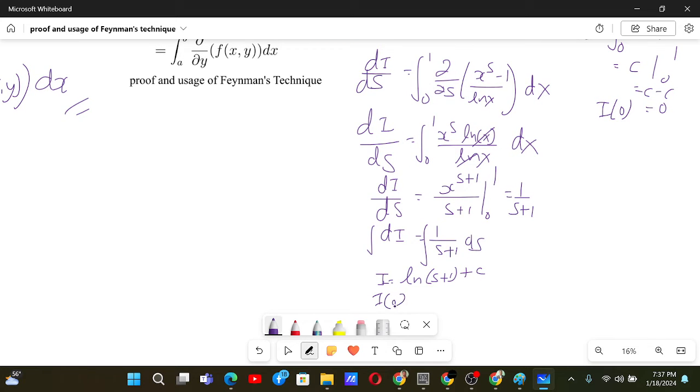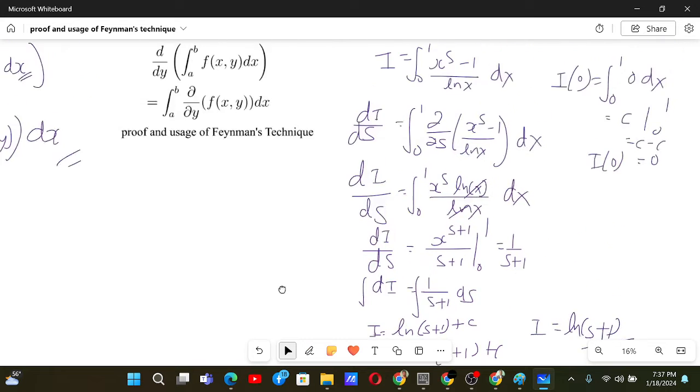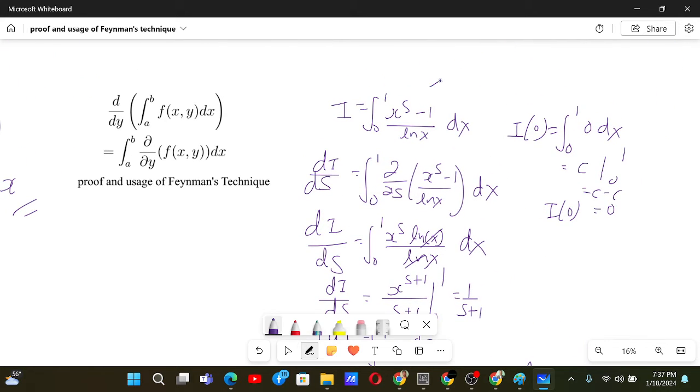I of 0 will be ln of 0 plus 1 plus c, and I of 0 is 0 itself. So 0 equals ln of 1, which is 0, plus c, so c is 0. And now we have the answer: ln of s plus 1. So the answer for this integral is ln of s plus 1. Feynman's technique made it really easy, because otherwise it would have been really hard to find the answer.